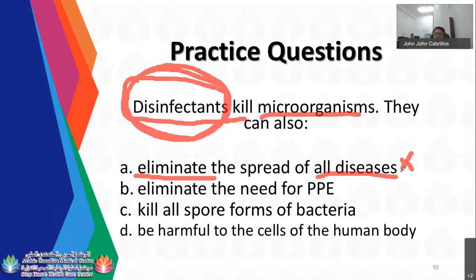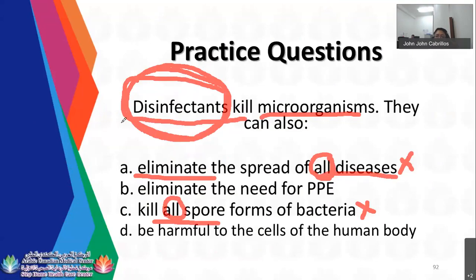Okay. Usually, guys, if they are using "all," it is false. So usually, it's not all because this is only disinfectant. Kill all spore, again, it's "all." All spore forms of bacteria. It cannot kill spore. Disinfectant cannot kill spore. Only sterilization can kill spore.